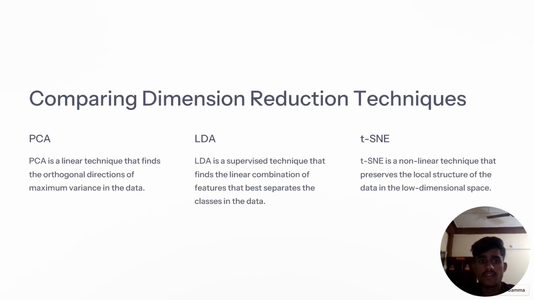Comparison of dimension reduction techniques: PCA, LDA, t-SNE. PCA is a linear technique that finds the orthogonal directions of maximum variance in the data. LDA is a supervised technique that finds the linear combination of features that best separates the classes in the data. t-SNE is a non-linear technique that preserves the local structure of the data in a low dimensional space.